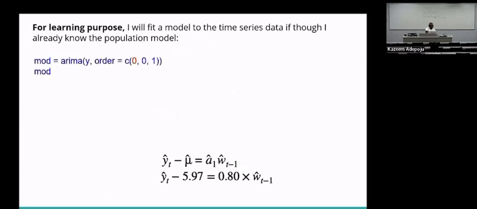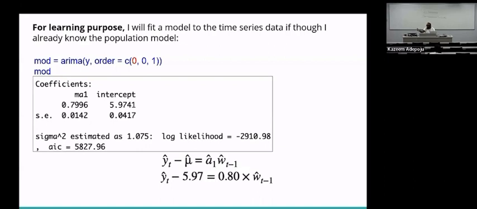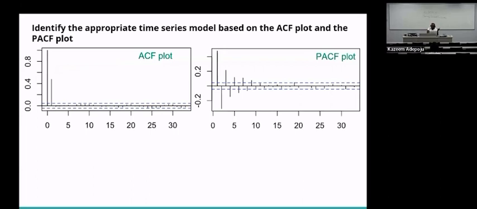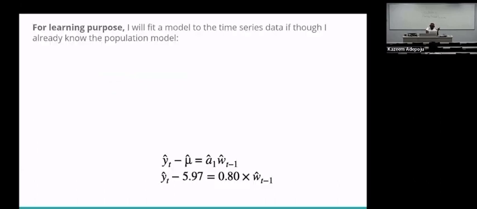For learning purposes, I will fit a model to the time series data when I already know the population model, just like what we did the other time. We simulated data from AR of order 1 and order 2, and we confronted the data set with the model again. So right now, I show you the code to simulate from MA of order 1. This is the code. Now let's say we already have our data set, and let's say the data set is Y, and we want to confront that data set with the MA of order 1.